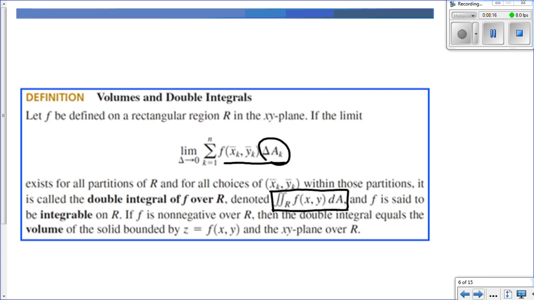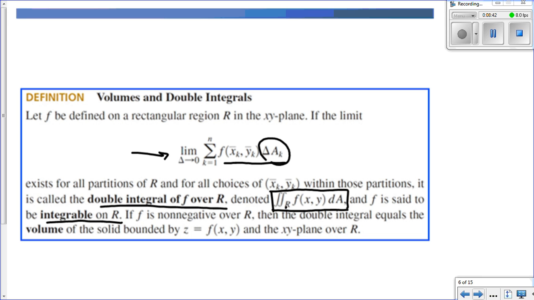So the double integral is defined to be this limit, if it exists, and then R is just the region that we're looking at in the XY plane. F is said to be integrable if that limit does exist. So the function is integrable. This is a double integral. That's what we use notation-wise to represent that limit of that sum.